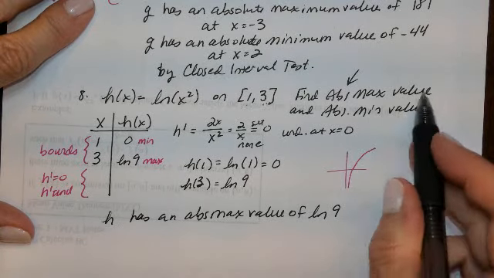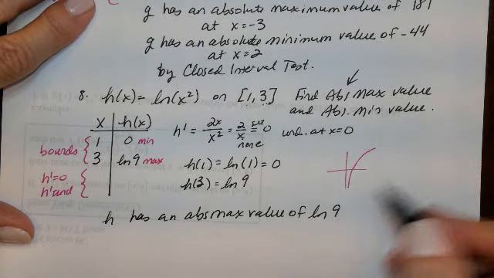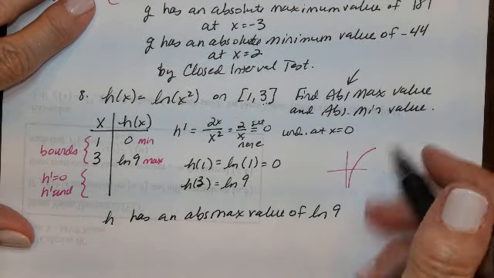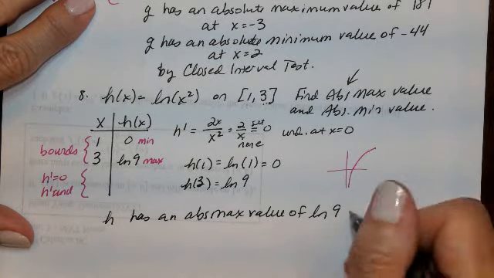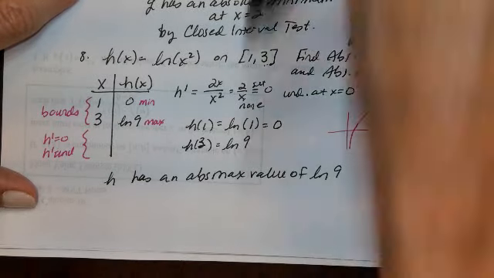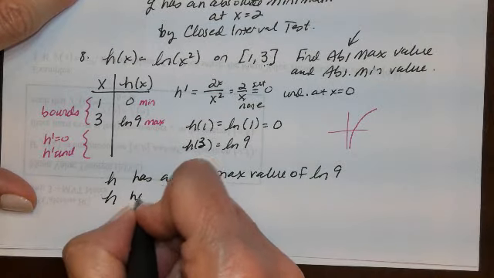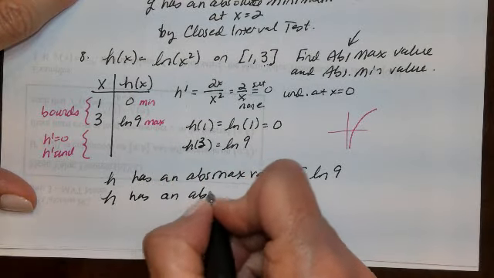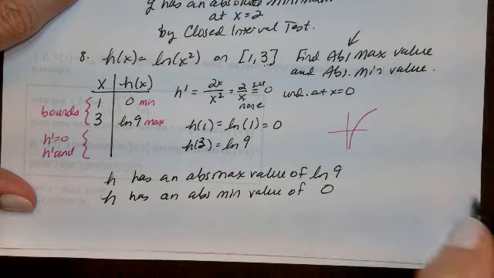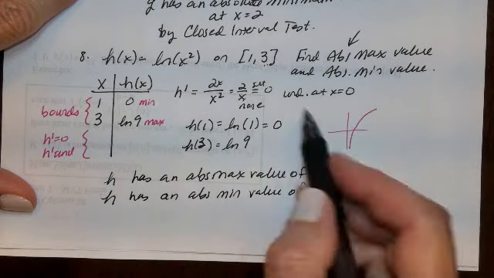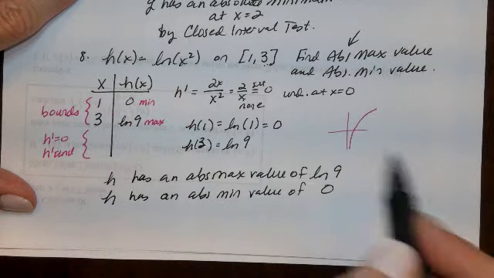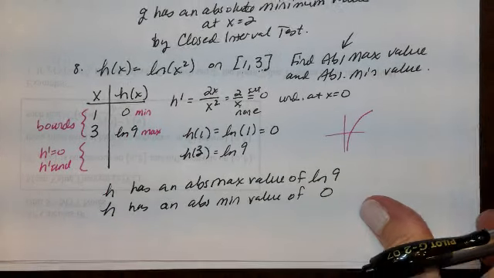They did not ask for the x value, so this time I'm not going to give it to them. Since they didn't ask for it, why would I give it to them? I might write it down wrong, and knowing me, I probably would, so why risk it? Okay, and h has an absolute minimum value of 0 by closed interval test. But again, I don't have to say by closed interval test because it's clear. Here is my closed interval test. So I'm done.